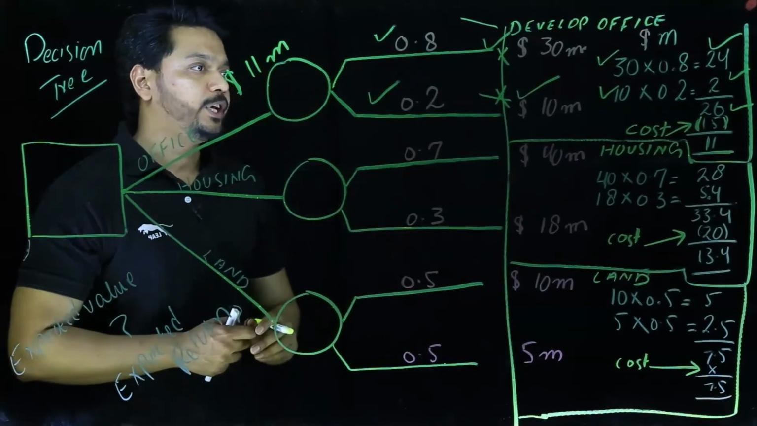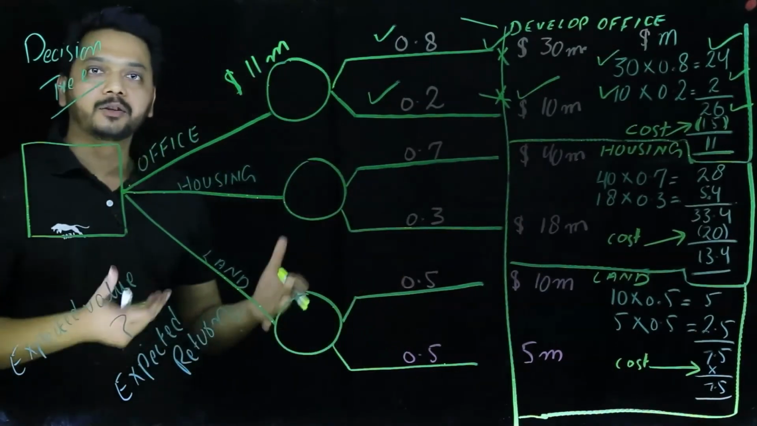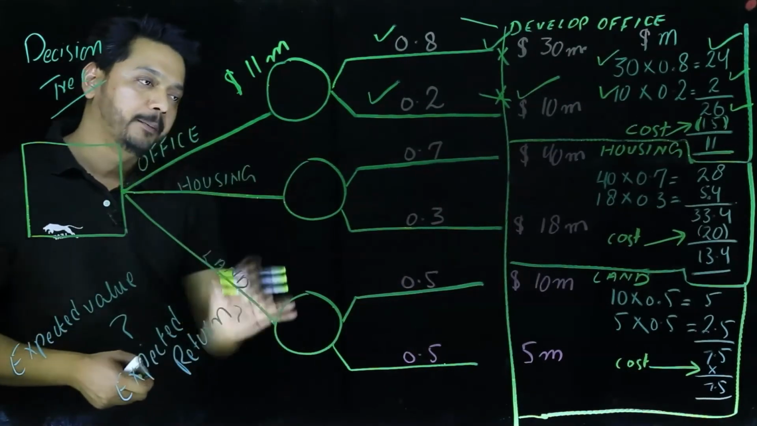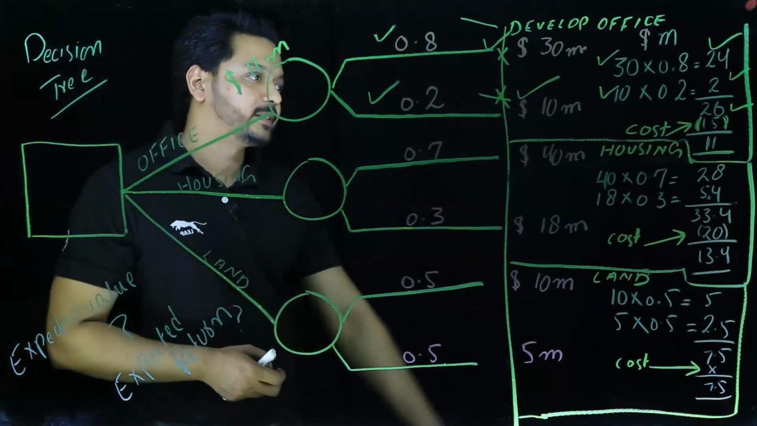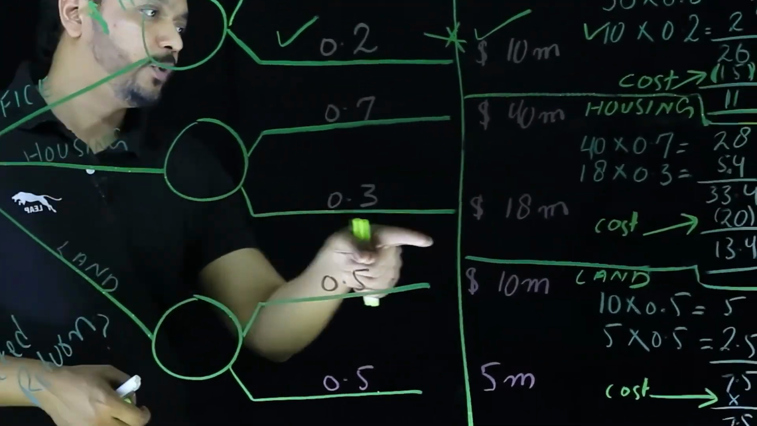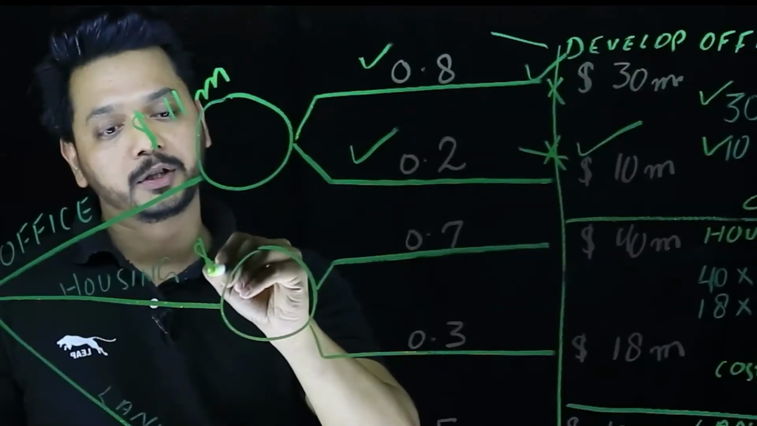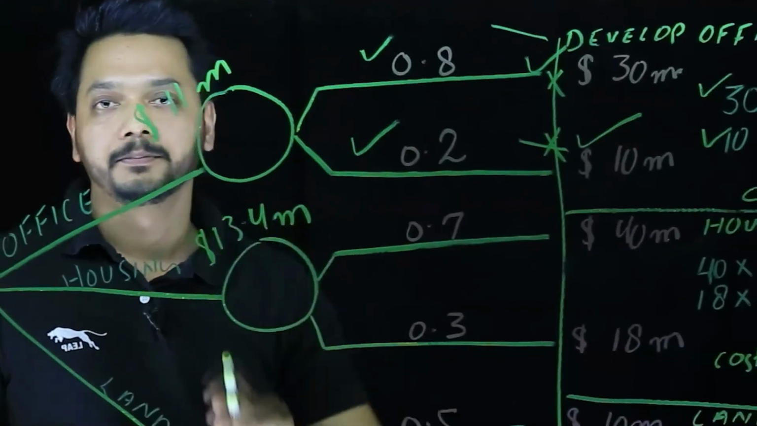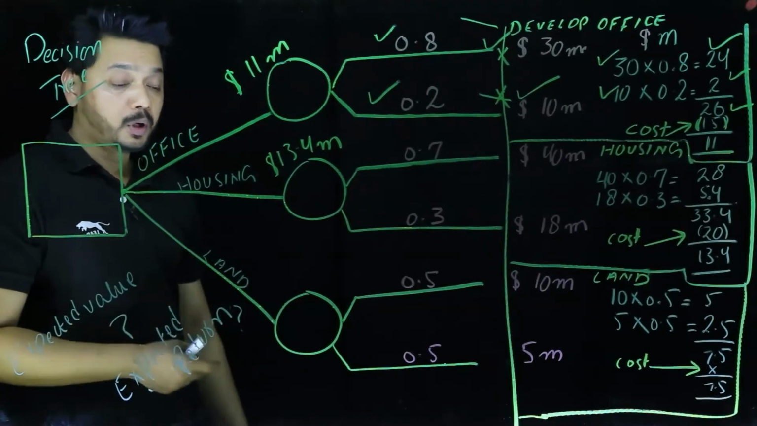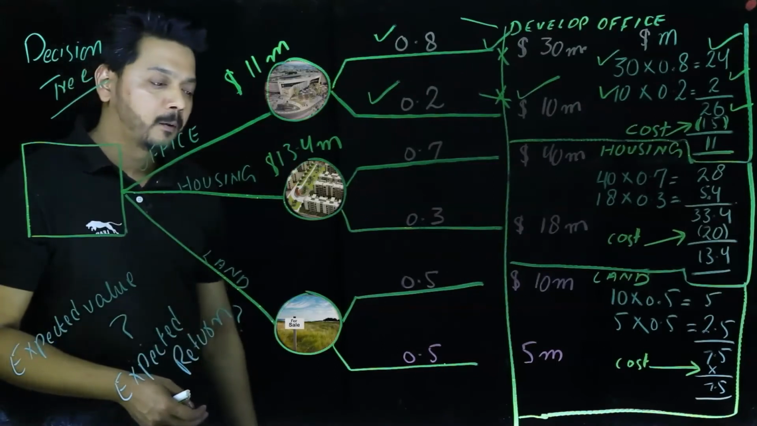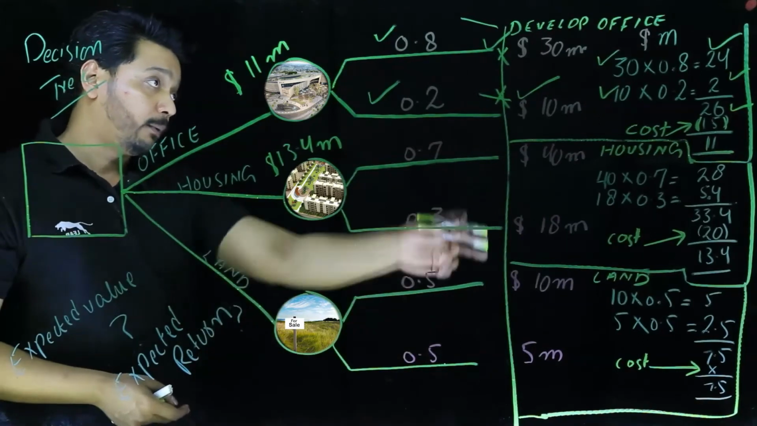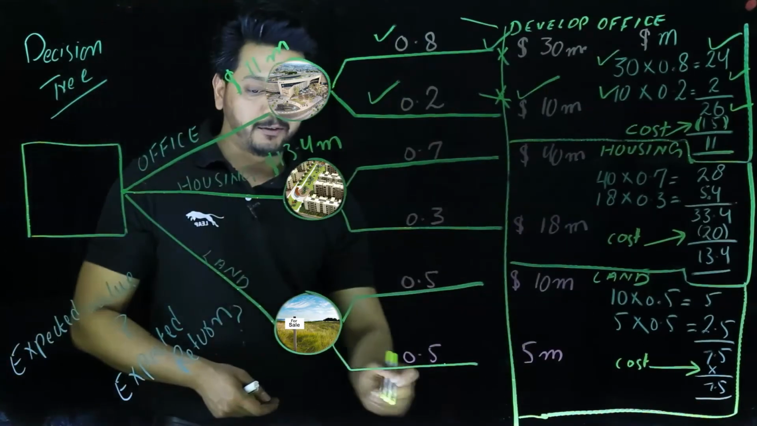Now we need to see where we stand when it comes to the other options. When it comes to the housing scheme, the probability of success is 70% and the probability of failure is 30%, which will give us, with the same method, $13.4 million. Likewise, if we go towards a third option, which is that they may decide to come up with the land, we'll apply the same formula. Here the probability is the same, 50-50%. We'll apply the same method, which will give us $7.5 million.